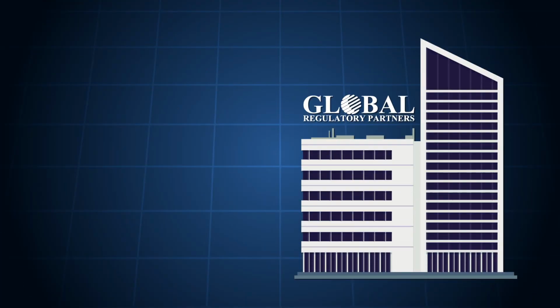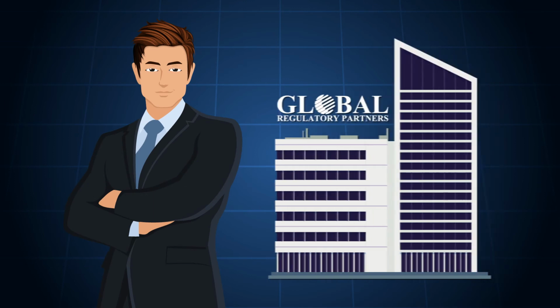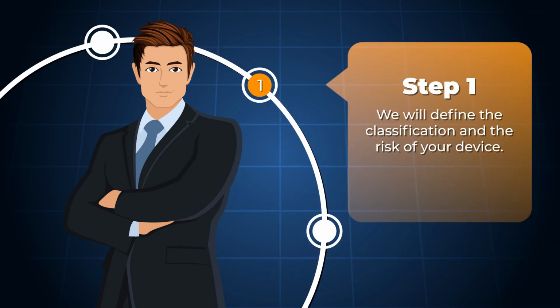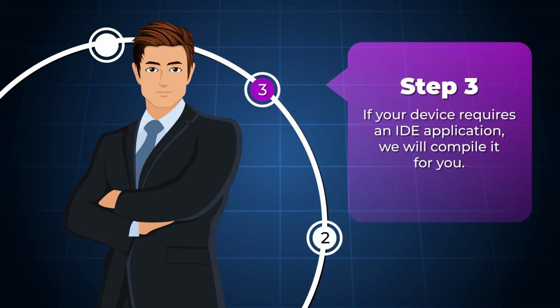How can GRP help you with your IDE? As your local agent, GRP will do the following for you. Step 1. We will define the classification and the risk of your device. Step 2. We will identify if your device requires an IDE or not. Step 3. If your device requires an IDE application, we will compile it for you.